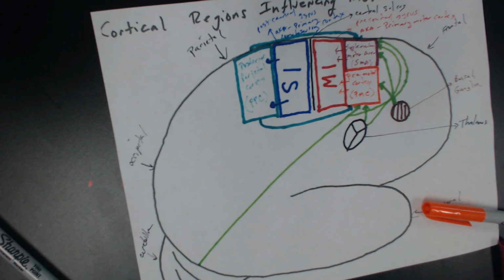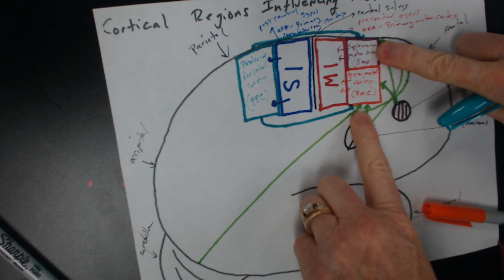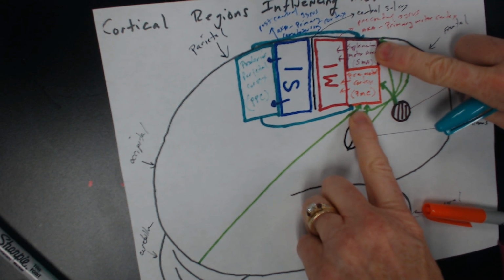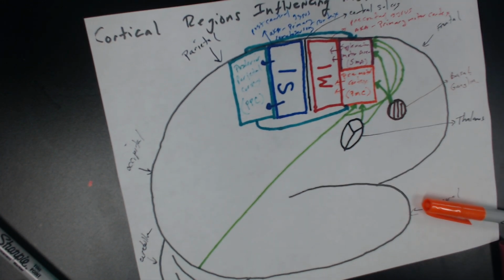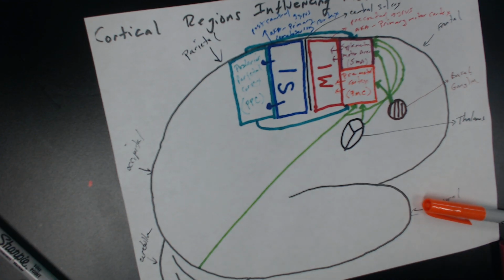Any other questions about that? Yes. So does it always go through that route? It goes from S1 to PPC to interpret the information, then it goes to the motor areas, which is the PMC and the SMA, to tell you if you can move, and then it goes to the M1. What's the M1 again? The primary motor cortex. That's the precentral gyrus. Oh, okay.